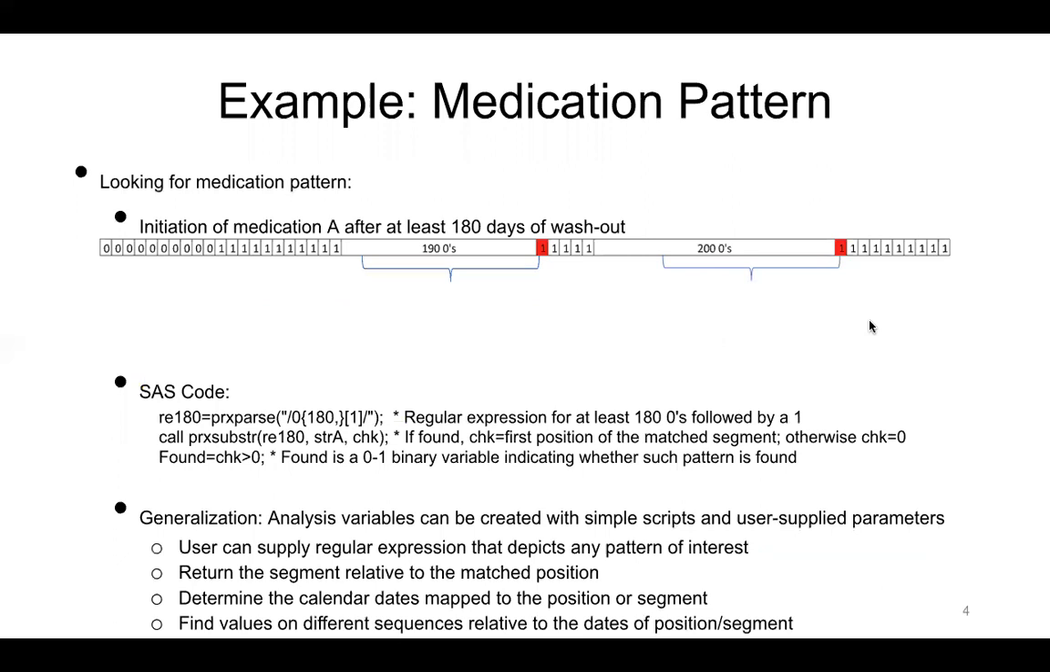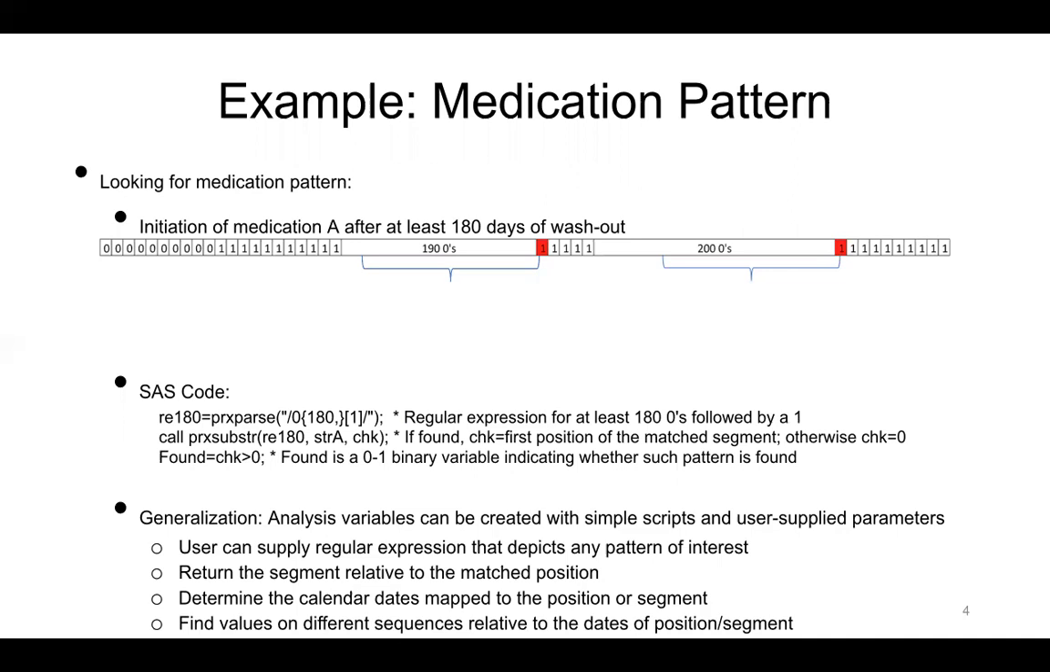In this slide, I will explain how an analysis variable is created from a medication sequence. Suppose we wish to identify patients who were initiated on medication A after at least 100 days of washout. With an IDO sequence structure, it means that we're looking for a segment with at least 180 leading zeros, followed by a 1. Below is the SAS code to do this.